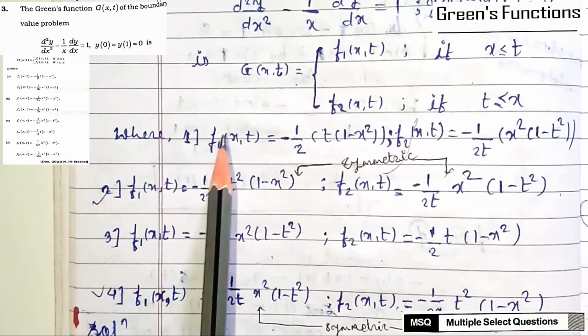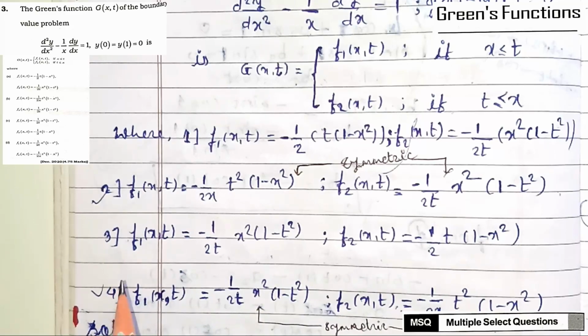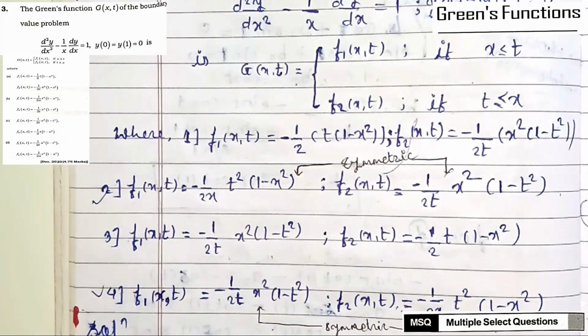Now here we have the first option, second option, third option, and fourth option. So check which options are symmetric and which are non-symmetric. If an option is non-symmetric, then it is obviously not a Green's function. If symmetricity does not hold, then it is not a Green's function.